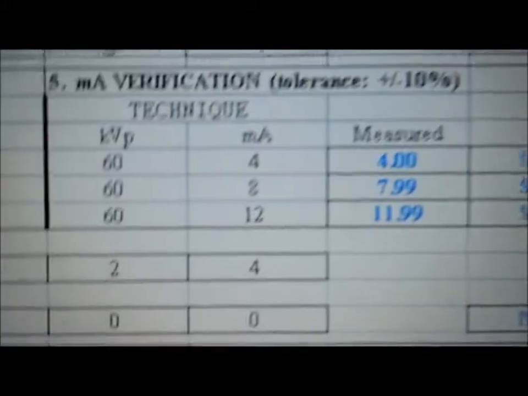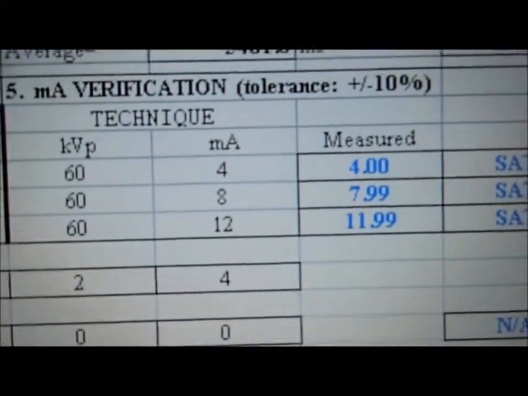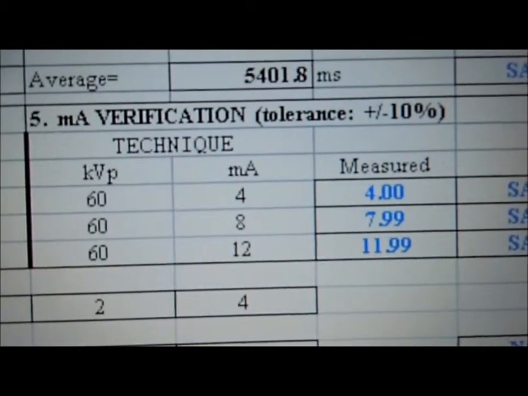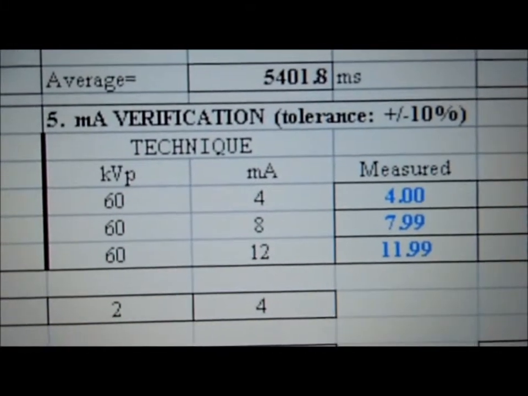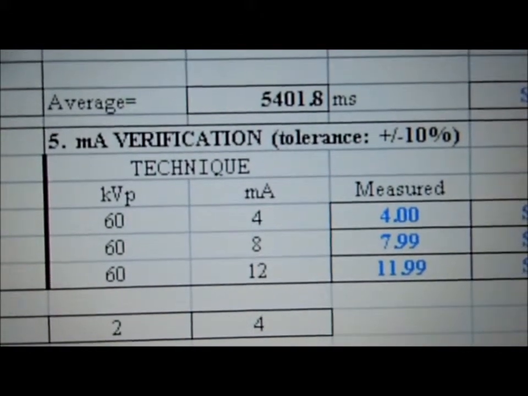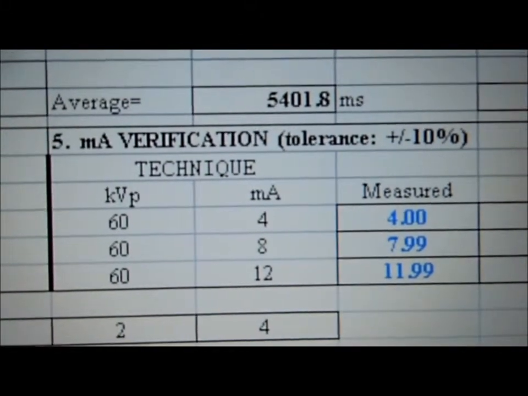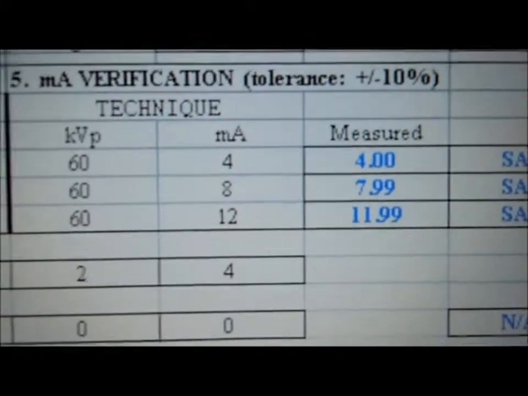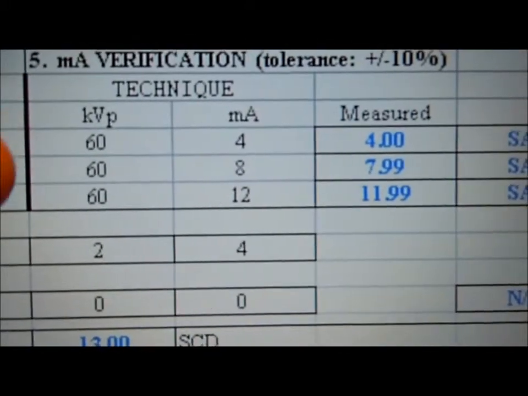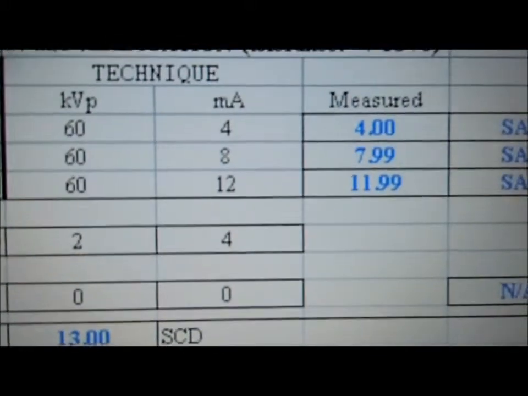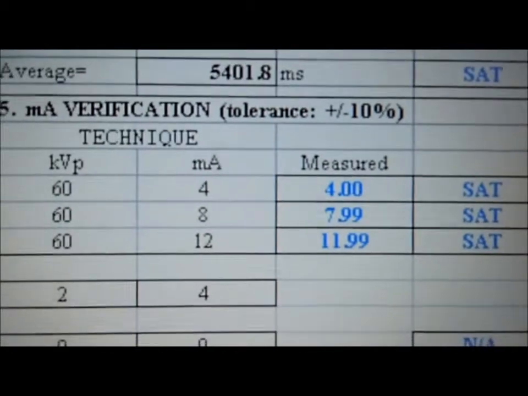Moving along to mA verification. mA verification can be performed also either non-invasively or invasively. If tested invasively, then the corresponding voltages are equal to mA. I recommend that you check with the OEM what those corresponding voltages are. Here on this test, we have a kVp that is constant with a varying mA, which we have measured with our digital multimeter.